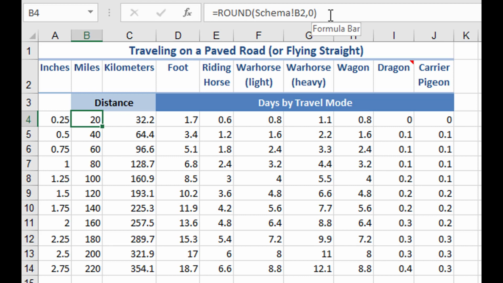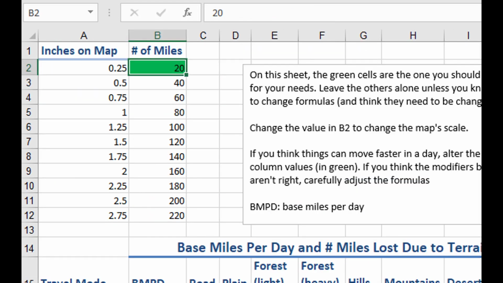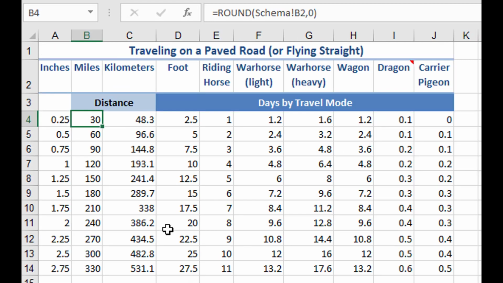The reason we do this is that if we change our mind about our scale, we want this to update for us. So for example, if I go ahead and click on the schema sheet and I change this value to 30, you'll see all the values below that change. But if I go back to this other sheet, look, it has also changed here. So this allows us to change our minds, and all of these calculations that you see in this whole section are going to be redone for us. Personally, I hate math.